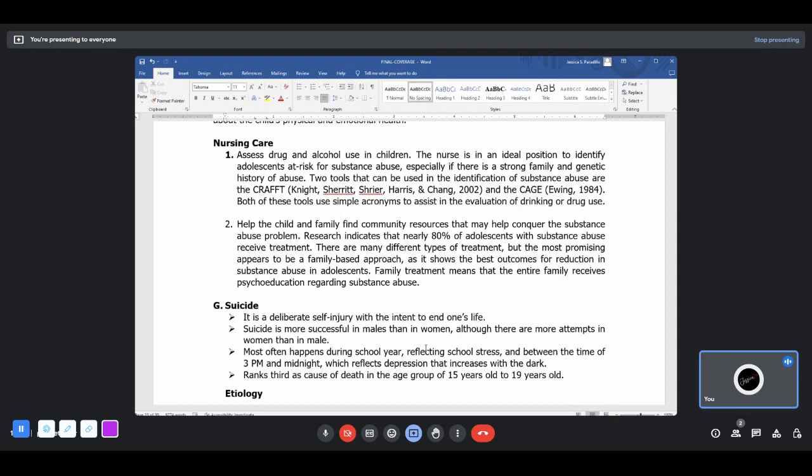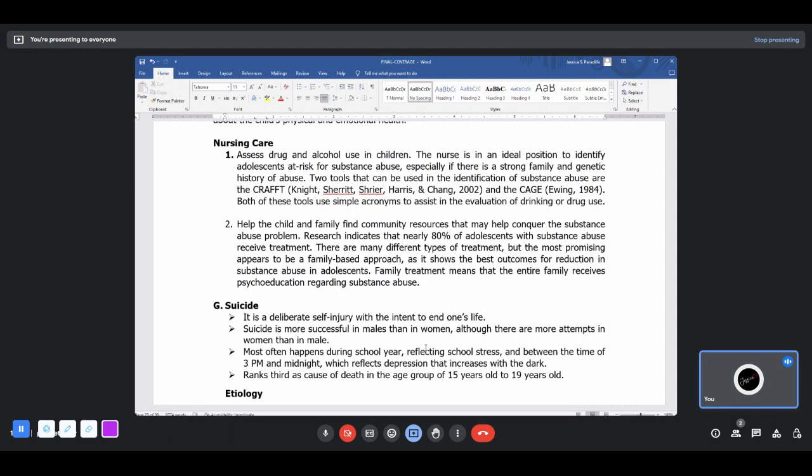Two tools can be used in the identification of substance abuse: we have the CRAFFT, okay? And also yung CAGE. Both of these tools use simple acronyms to assist in the evaluation of drinking or drug use. Sa meaning ng CRAFFT, yung acronym na CRAFFT is we have the car, relax, alone, forget, friends, and trouble. So that is the CRAFFT evaluation tool. For the CAGE naman, that is cut, kay cut na parang sinugatan, CUT, kay cut, annoyed, guilty, and eye-opener. Okay, so yan yung meaning naman ng CAGE natin na assessment tool.